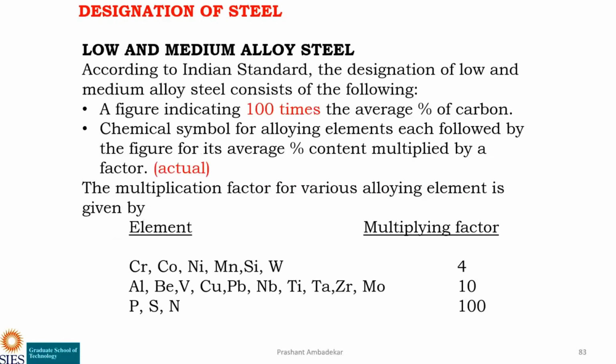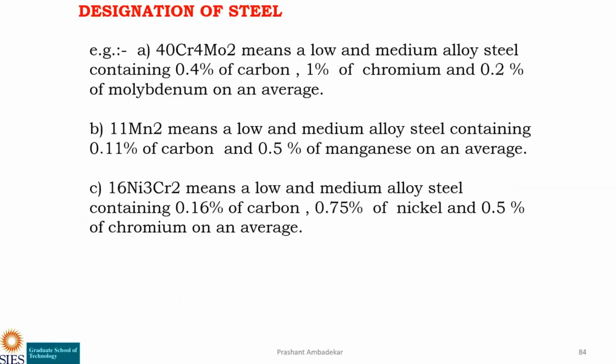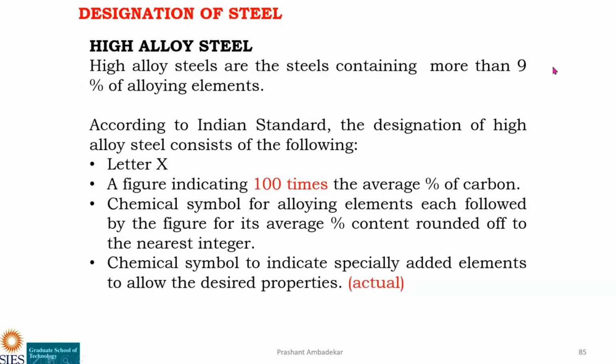Okay. Now I will come to low and medium alloy steel. Since we know that high alloy steel generally contains 9 or more than 9% of alloying element, this number 9 is not a fixed number. Sometimes it can be slightly less than 9, or if it is greater than 9 then surely we can say it is high alloy steel.